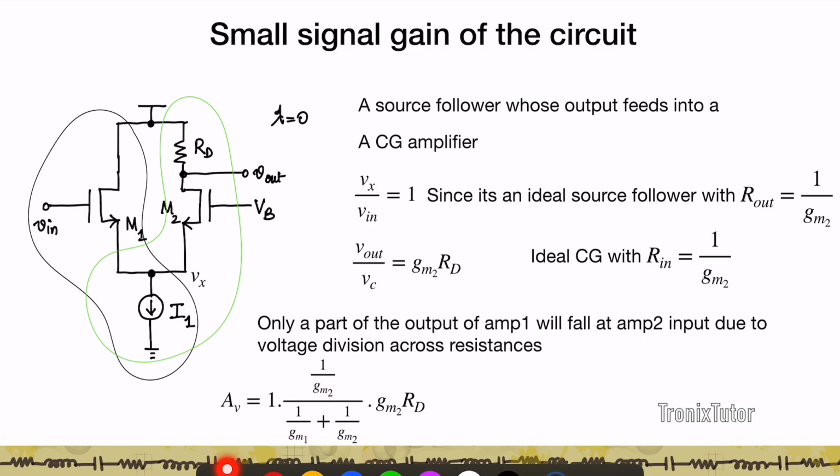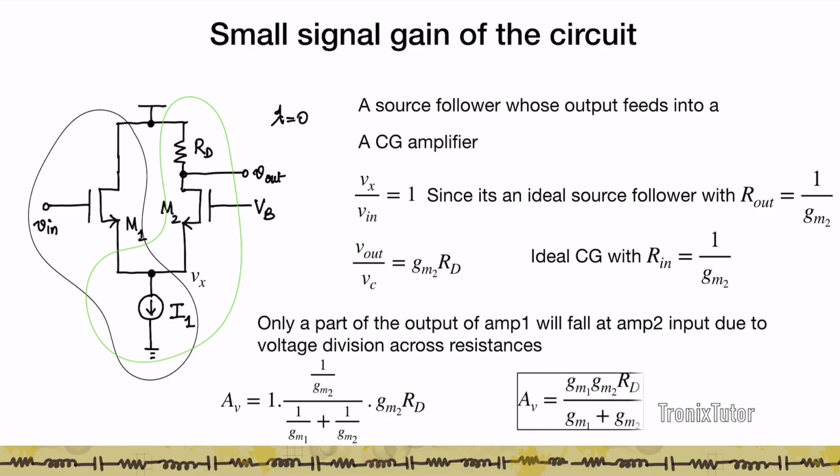This is because 1 by gm2 is the input resistance of the second stage, and 1 by gm1 is the output resistance of the first stage. That is times the voltage gain of the second stage. And so the effective small signal gain is going to be gm1gm2RD divided by gm1 plus gm2. Again, please keep in mind that for a question like this, it's tricky, and the answer would be wrong if you had assumed that the Rin of the second stage was infinite. Please remember that when you break these circuits up into stages, make sure you know what the right Rin and the right Rout of these various stages are.